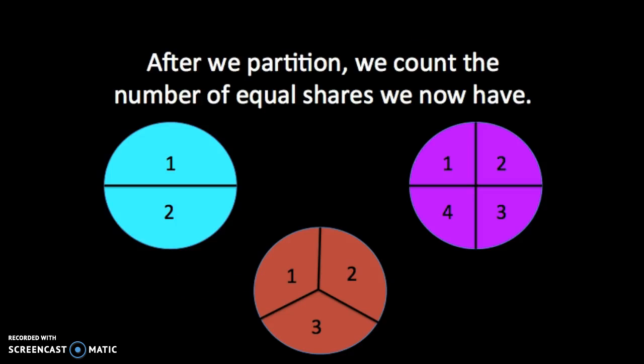After we partition, we count the number of equal shares we now have. In the blue circle, we split it up into 2 equal shares. 1, 2. In the red circle, you can see that we split it up into 3 equal shares. And in the purple circle, you can see that we split it up into 4 equal shares. In all 3 of the circles, the lines are evenly spaced and they go through the middle of the circle.